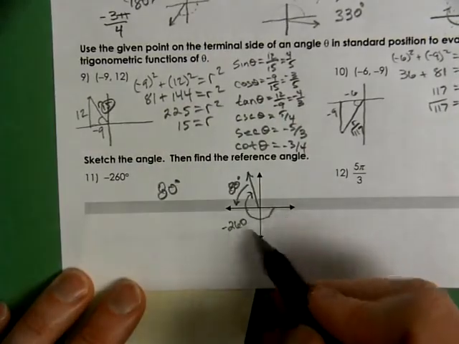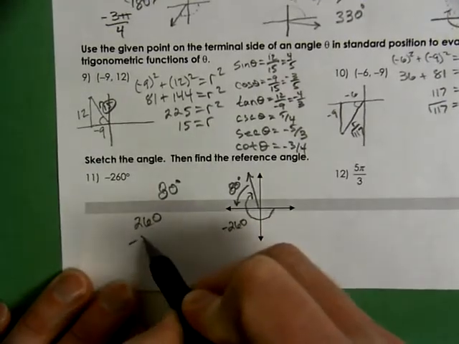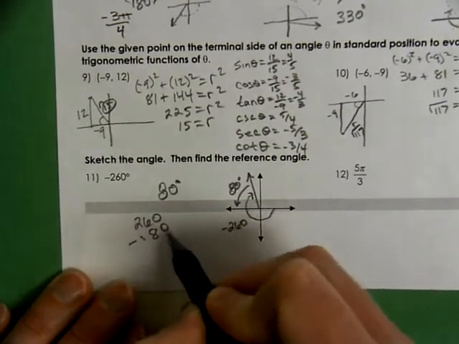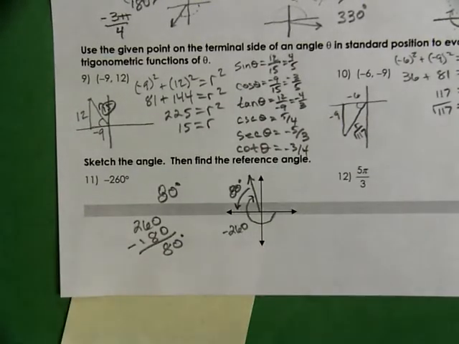You can call that 180. We got 260 total minus our 180 gives us 80 degrees. We never call a reference angle negative.